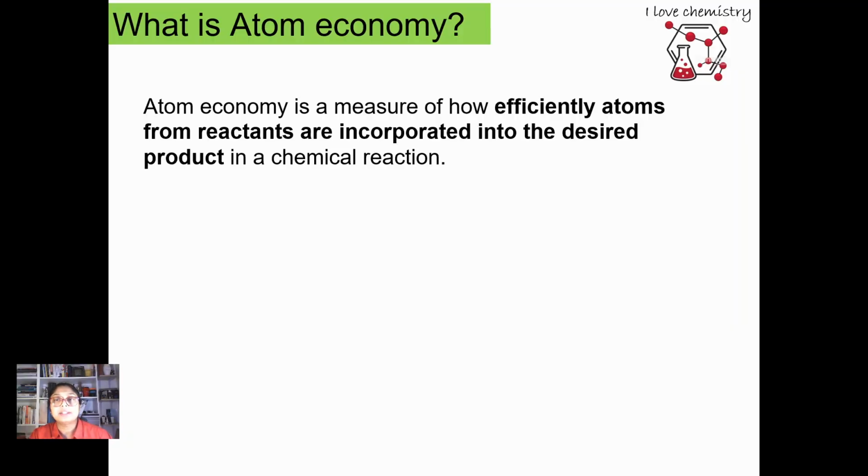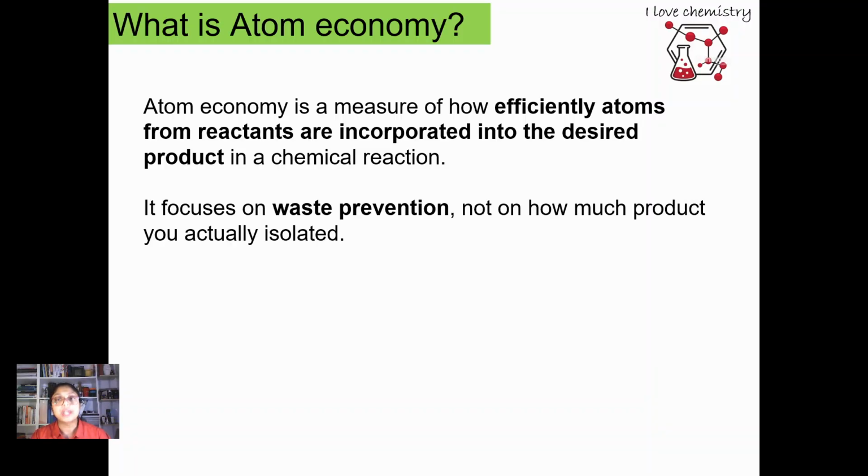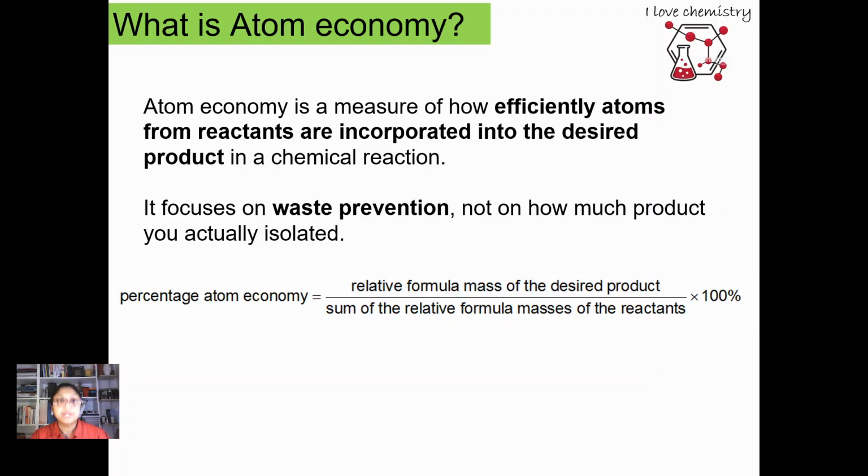Now, what is atom economy? It is a measure of how efficiently atoms from reactants are incorporated into the desired product in a chemical reaction. It focuses on waste prevention, not on how much product you actually isolated. The equation to use is this: relative formula mass of the desired product over the sum of the relative formula masses of the reactants, times 100, because you are finding percentage atom economy.